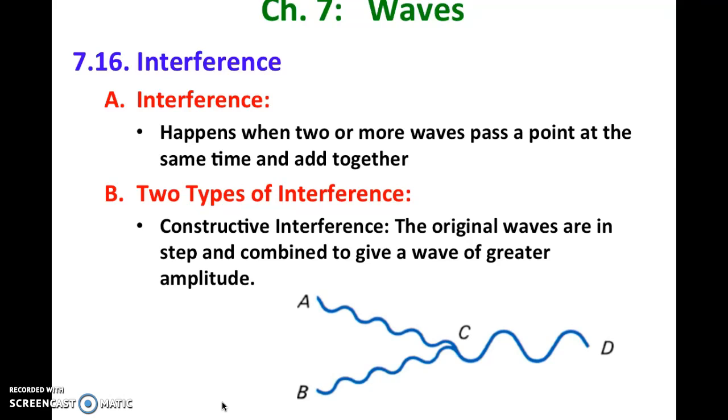Interference is a wave or optical phenomenon that occurs when two or more waves pass a point at the same time and add together. There are two types of interference: constructive interference and destructive interference. Constructive interference occurs when the original two waves are in step, and combine to give a wave of greater amplitude.